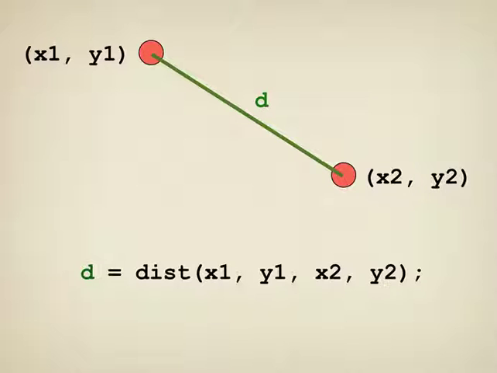All you have to do is call dist with 4 arguments, x1, y1, the first point, and x2, y2, the second point. And out pops a floating point number that is the distance between the 2 points. That's all there is to dist. In the rest of this video, I'll show you some other ways of using it, and we'll actually look at a couple of sketches that use it.